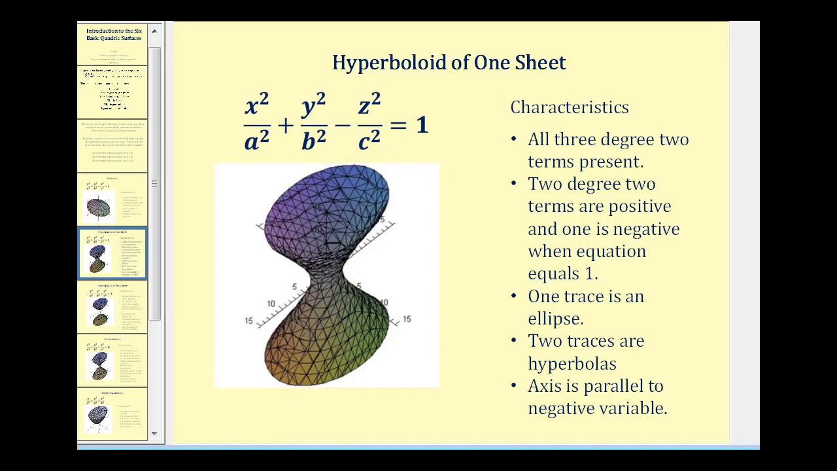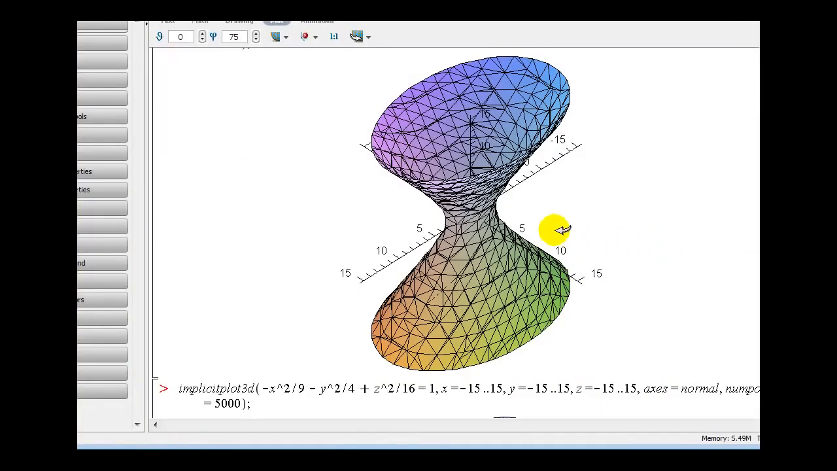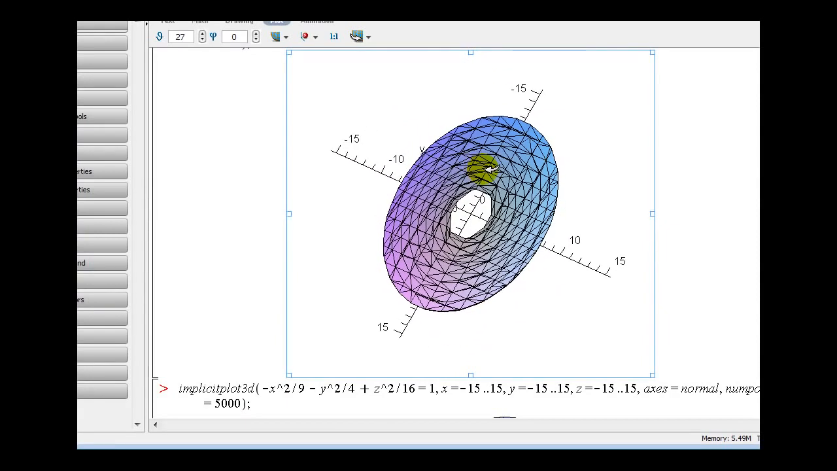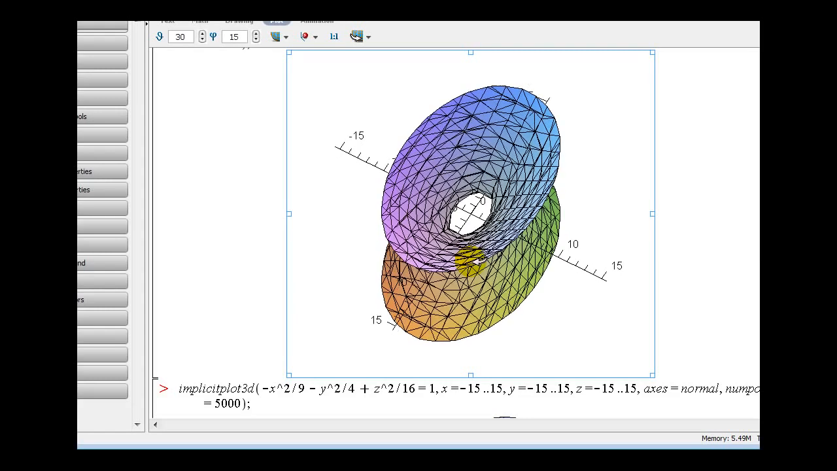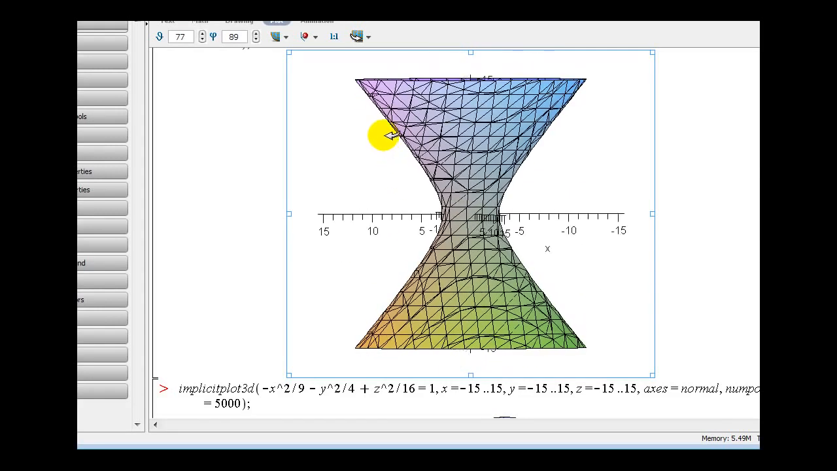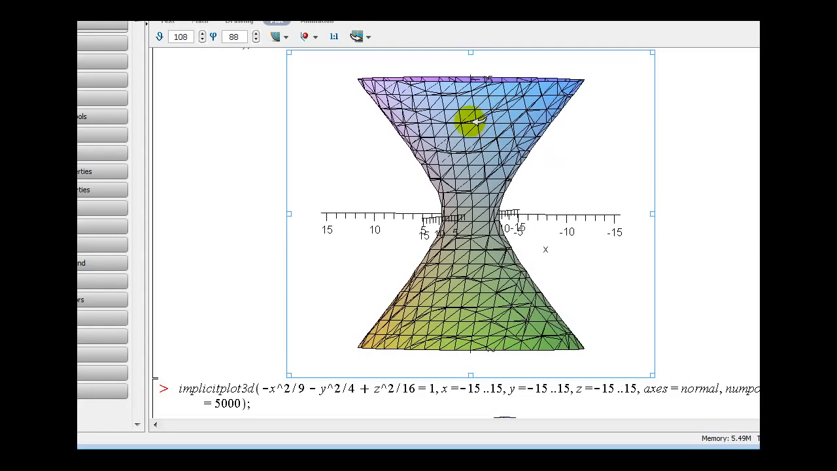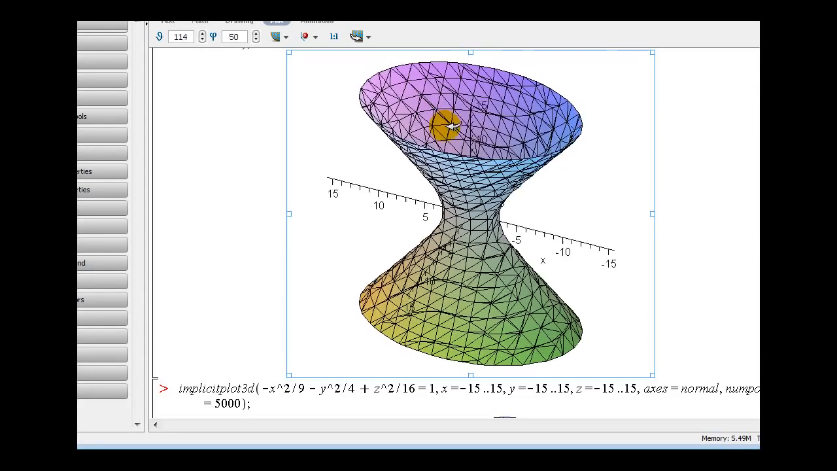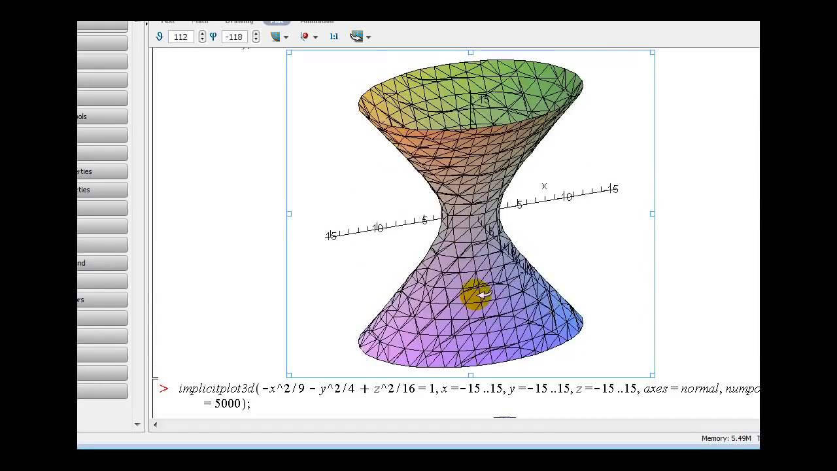Let's take a closer look at this graph as well. So again, one trace is an ellipse, as we see in this case looking at the xy plane. If we take a look at the xz trace, it would look something like this. We can see the hyperbola here and here. If we take a look at the yz trace, in this case, it's also a hyperbola. This is a hyperboloid of one sheet.